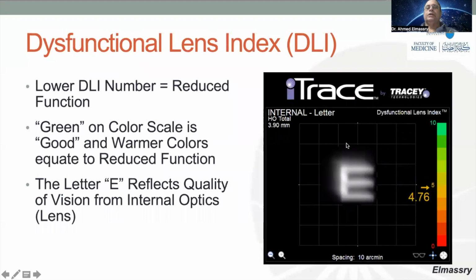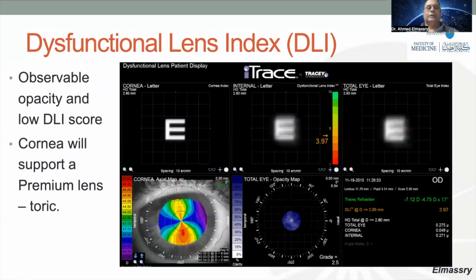This is what the patient is seeing, showing internal high order aberrations, which is very high, and a very low dysfunctional lens index, which means that this patient has significant cataracts. The low dysfunctional lens index number means reduced function of the lens. Green on the color scale is normal and good, and warmer colors equate to reduced function. And the letter E reflects the quality of vision from internal optics, which is the lens.